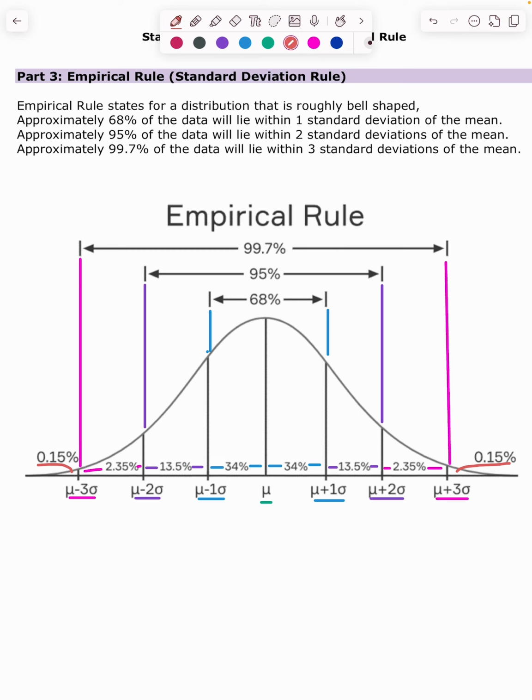As we're looking at this, it's important to remember all of these percentages will stay the same no matter what, so long as you are looking at a distribution that is bell-shaped. These numbers down at the bottom are going to change depending on the mean and the standard deviation of the distribution that you are working with.